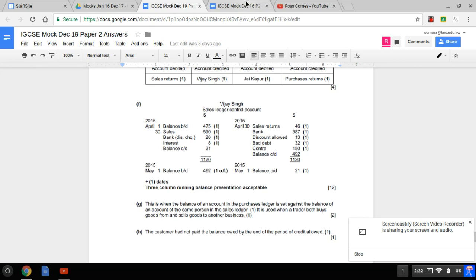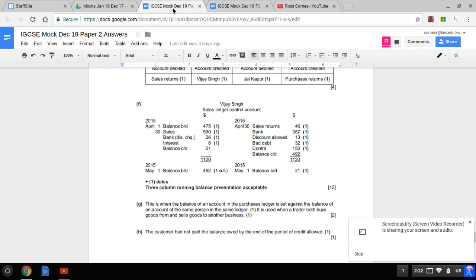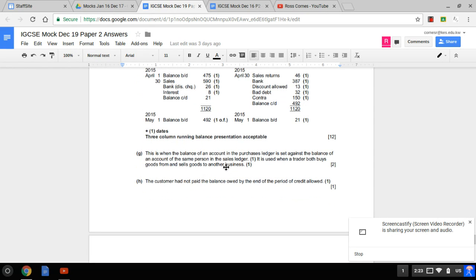You've then got the balance that I spoke about. You've got a credit balance on the sales ledger control account. Remember, it means it's a credit balance brought forward. So therefore, the balance carried forward is on the debit side. Balance off the accounts. Work out the total amount that Vijay Singh is owed at the end, which is 492. Balance brought forward 492. There's an explanation. This was generally pretty well done, the contra.